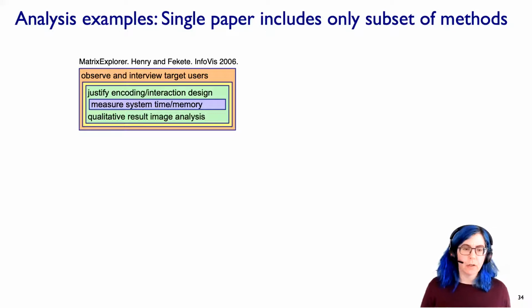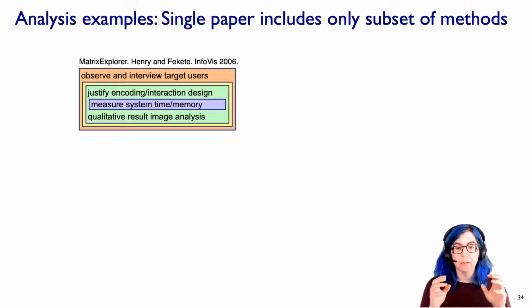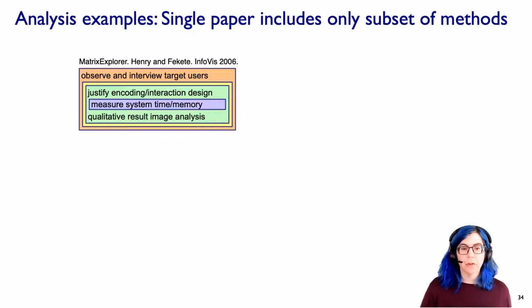So Matrix Explorer by Nathalie Henry and Jean-Daniel Fekete, what they did in that paper was they observed and interviewed target users at the domain level. And then they did some justification of their idiom design. At the idiom level, they did do computational benchmarks, measuring system time and memory, and they also presented a qualitative analysis of the results of their system. So quite a few, but of course note how that wasn't every single possible method.